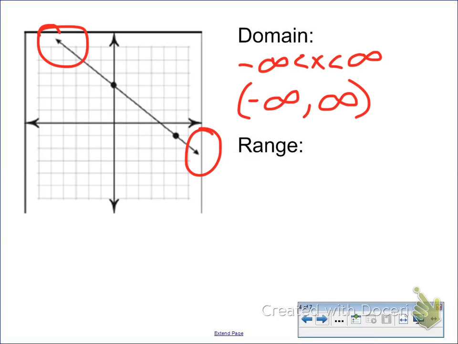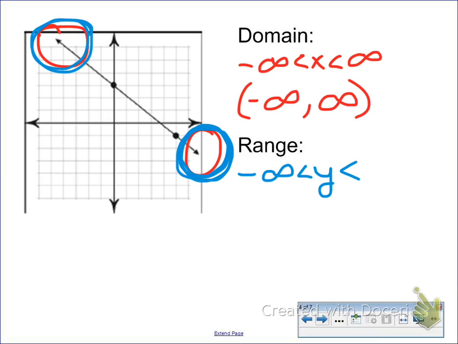Now for the range, the lowest y value is going to be negative infinity because of this arrow down here. The highest y value will be positive infinity because of that arrow up there. So we realize that for all straight lines we're going to have the same domain and range, negative infinity to positive infinity.